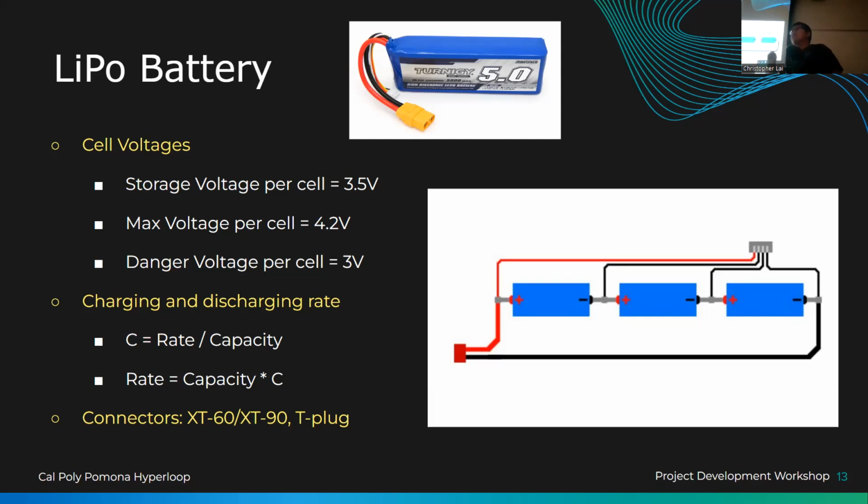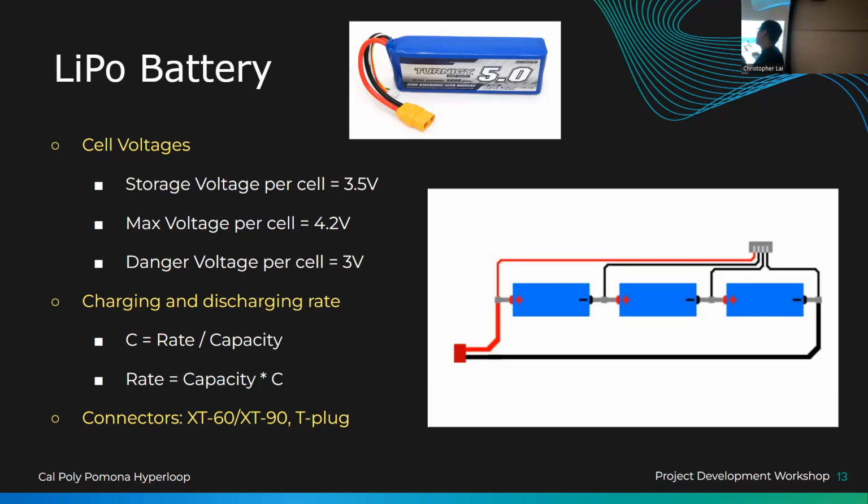But LiPo batteries are really important to understand because it's the cornerstone of a lot of robotic equipment, right? Almost all robots come with a power source, otherwise it can't run. And so, again, safe voltage is going to be 3.5 volts. That's the storage voltage, and if you're not using a battery for a long time, you should always keep it at that. The maximum voltage that the battery can hold, though, is 4.2 volts.